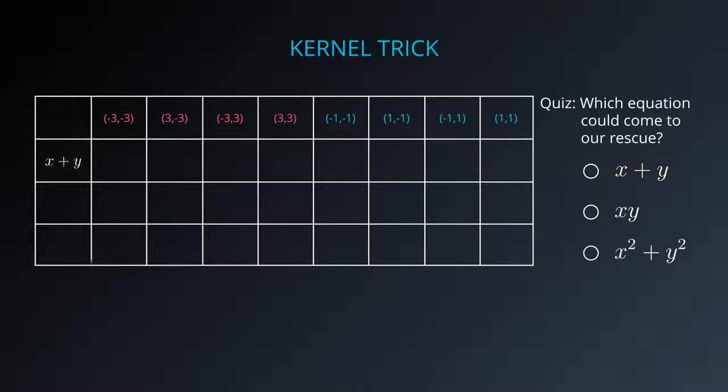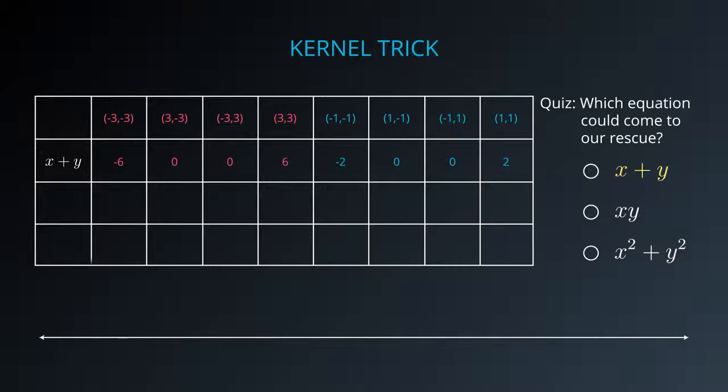So let's calculate x plus y. At the first point, the sum of the two coordinates is minus 6. For the second one it is 3 minus 3, which is 0, and all the way to 1 plus 1, which is 2. And let's see what happens to these values on the number line. The blue points are mapped at 0, 2, and minus 2, and the red points are mapped at 0, 6, and minus 6. So there's still no clear cut, no place where we can cut this number line that will separate the red points from the blue points.